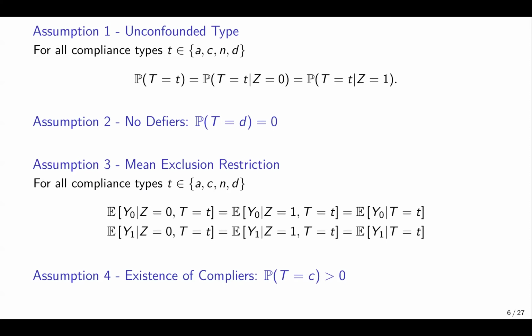So we're saying that the mean of Y0 can depend on what type of family you are. It can depend on whether you're an always taker, complier, never taker, or defier. But it doesn't depend on what instrument you were randomly offered. The same, of course, has to hold for Y1. And you might say, well, doesn't this hold automatically by randomization? And the answer is actually no.